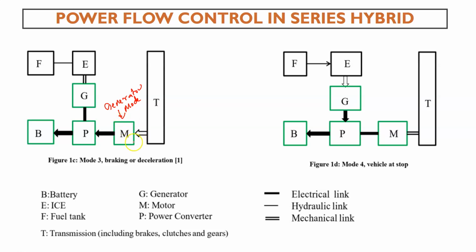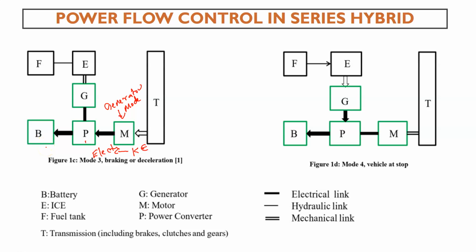So this motor will convert the kinetic energy of the wheels into electricity. This is used to charge the battery. So this motor now is converted to a generator, and this generator will convert kinetic energy to electrical energy. Then it is fed to the power converter. Then it will charge the battery. So this is the mode 3.